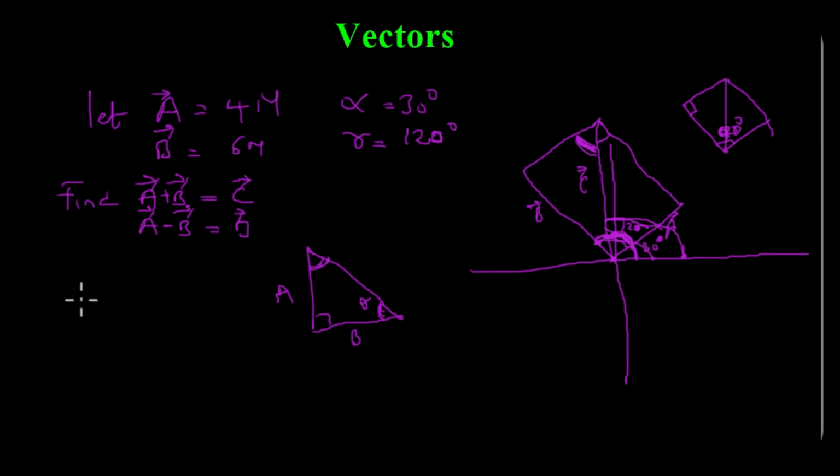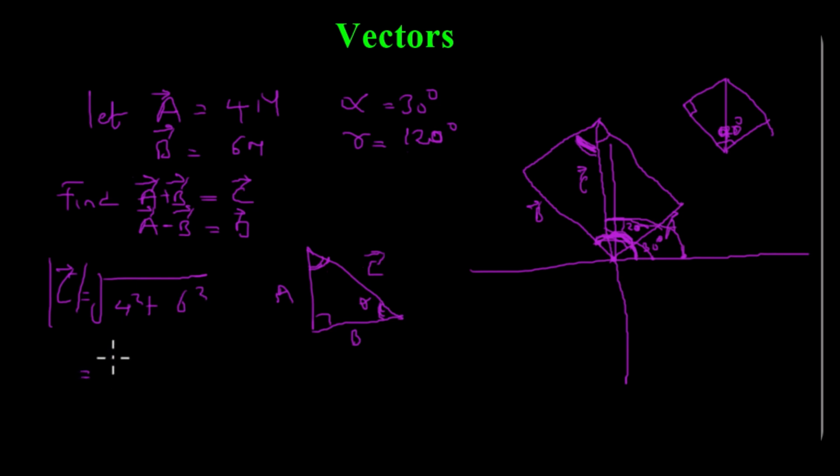So since this is a right angle triangle, for me to get this vector C, obviously it will be the same thing because we've done something like this before. So the magnitude of vector C will simply be equal to the square root of vector A, given that it is 4, squared, plus vector B, 6, squared.